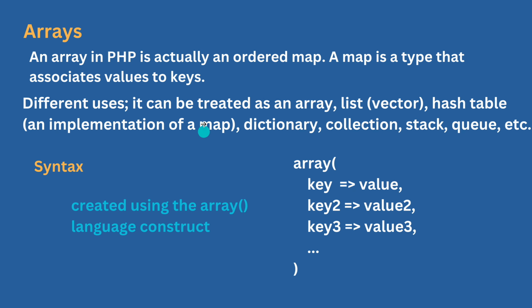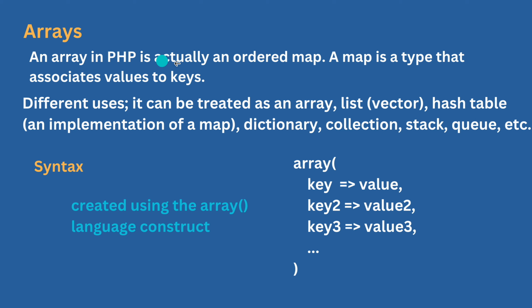Now, an array in PHP is actually an ordered map. A map is a type that associates values with keys. Ordered map means one element is coming after another element, coming after another. So that is some order. And in mapping, there is a key and value, key and value, right? If you're not supplying any key, it means by default the index is the key: 0, 1, 2, 3.